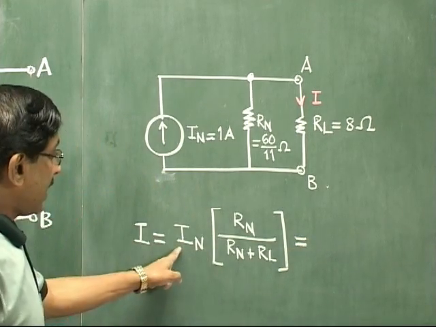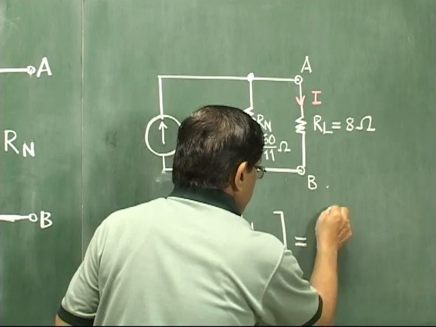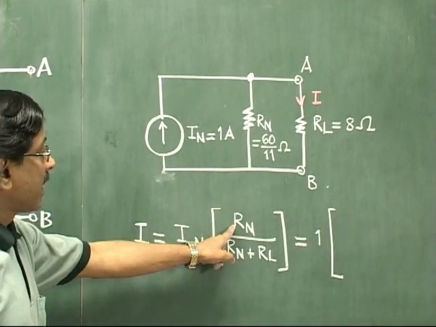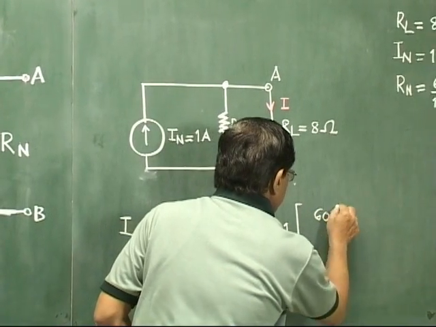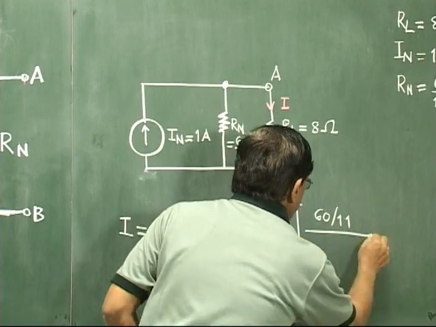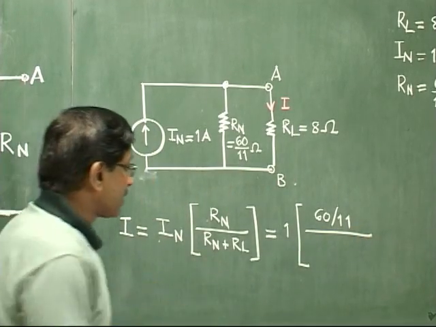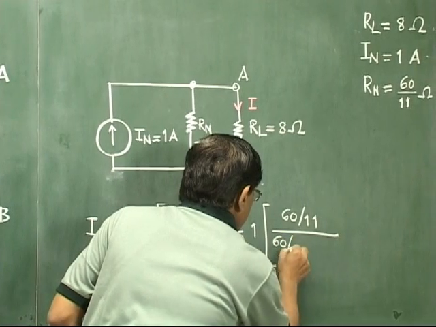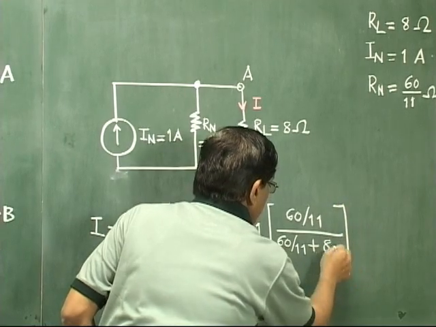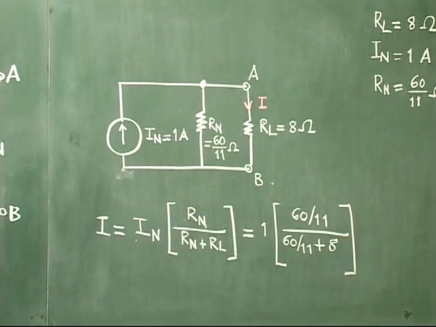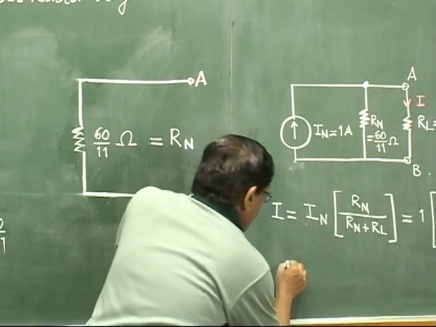Putting in the values, IN is 1 in brackets; in the numerator, Rn is 60 by 11; in the denominator, the sum of the two, Rn is 60 by 11 plus RL is 8. So this you have to calculate. Okay, so we will just calculate that value.